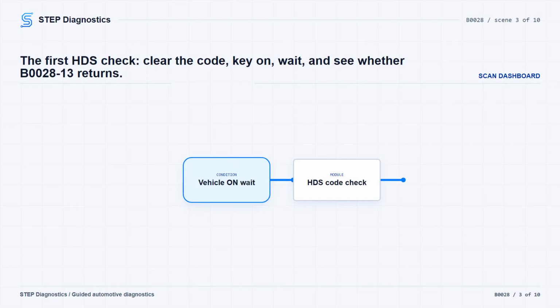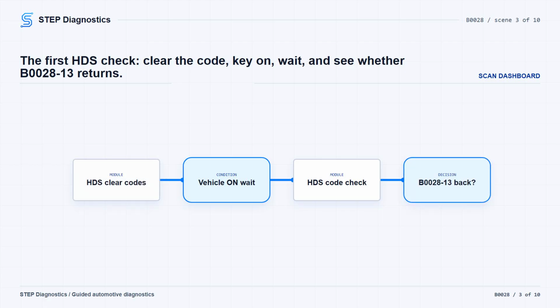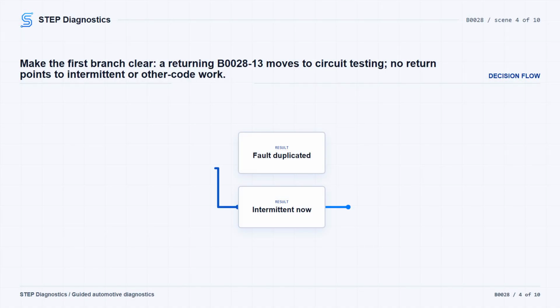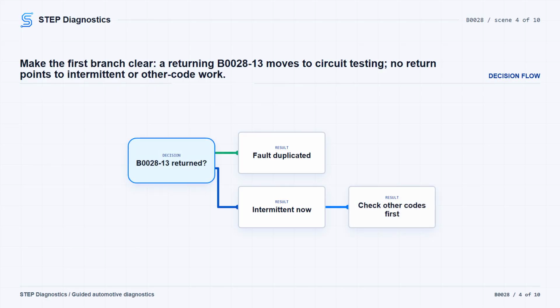Start by verifying the fault. Clear the DTCs with the HDS. Turn the vehicle to on mode, wait for 10 seconds, then check for DTCs again with the HDS. If B0028-13 comes right back, the failure is duplicated and you move into circuit testing. If it does not come back, treat it as an intermittent at that moment. If other codes are present, check what they mean first instead of chasing this one in isolation.